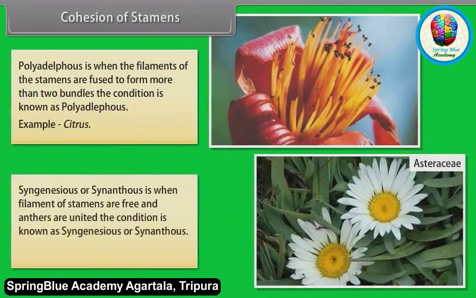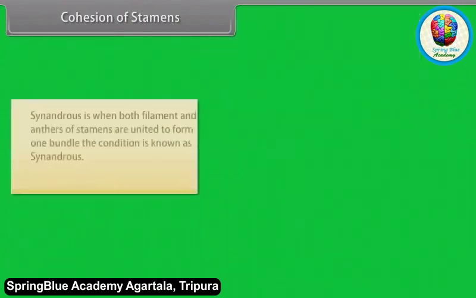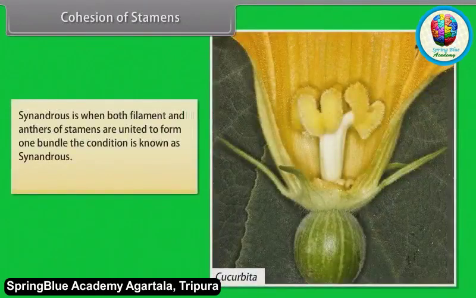Syngenesious or synanthous is when the filaments of stamens are free and the anthers are united. Example: Asteraceae. Synandrous is when both filaments and anthers of stamens are united to form one bundle. Example: Cucurbita.